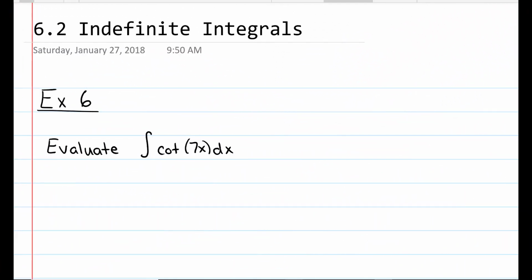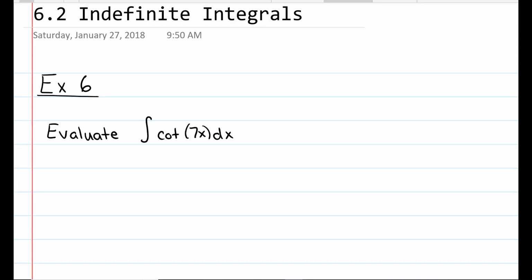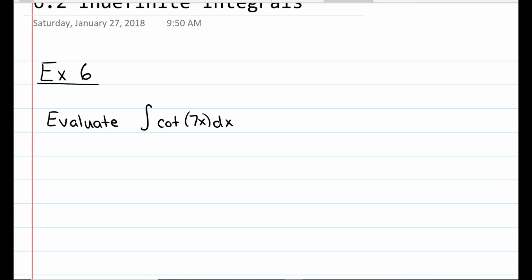Example 6. In example 6, we want to evaluate the integral of cotangent of 7x dx. Well, right off the bat, we look at this problem and we go, oh crap, I don't know the integral of cotangent off the top of my head. But that's okay, because we can do something in order to make this a little more friendly to integrate.